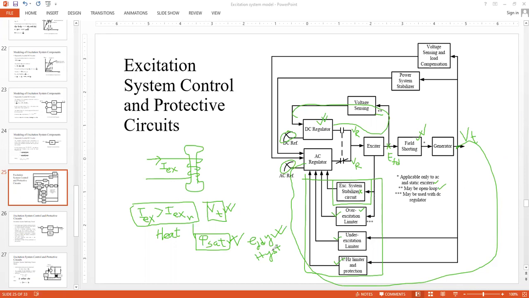So if your core gets saturated and even then you are providing more and more current, the problem is that you are not going to get any additional voltage beyond a saturation point, but your core would become saturated and that would create core heating. So first of all, the field coil would be heated, and the rotor core would be heated. Okay.